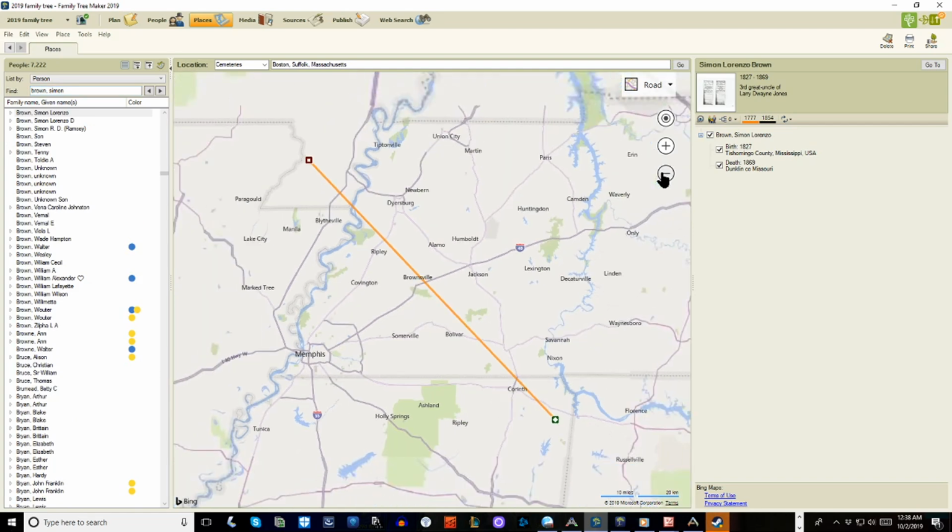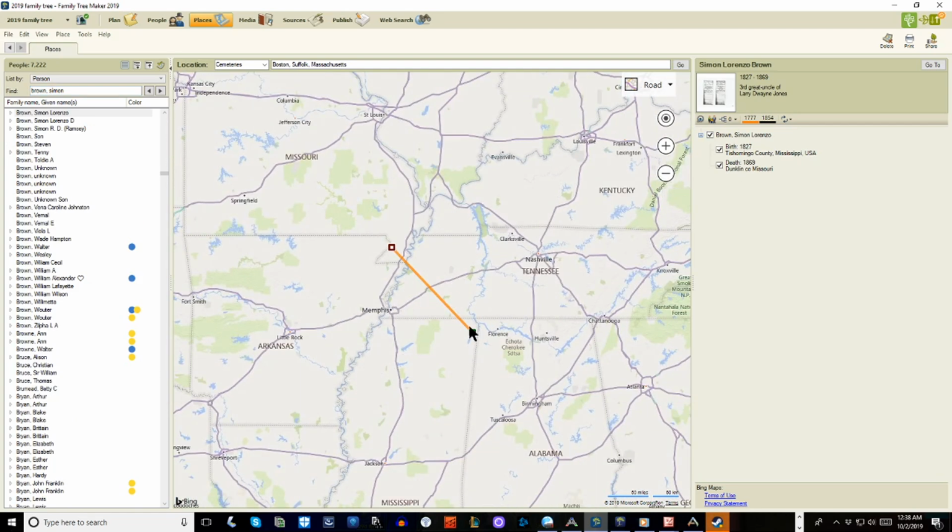Now, Simon Lorenzo, it shows that he was born in Mississippi and went to Dunklin. Okay, well, Simon's definitely family, from Mississippi to Dunklin. But remember, his son was born over in South Carolina, migrated to Georgia and to Mississippi. So if his son did that, the father would need to be at some point in South Carolina. So either I don't have it documented, or he's a member of the family, but not necessarily the one that we're looking for.